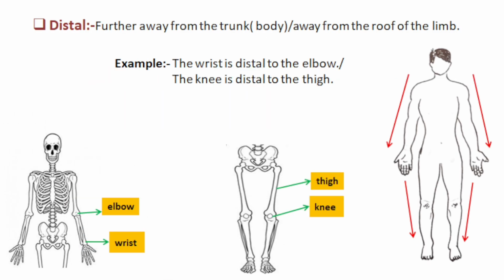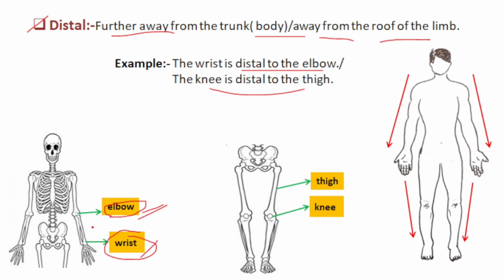Then distal. It is the opposite of the proximal position. So the organ or structure that is present further away from the trunk or the body or away from the root of the limb is called the distal position. For example, the wrist is distal to the elbow, or the knee is distal to the thigh. You see in both of these pictures, this is the wrist and this is the elbow. In both pictures the wrist is away from the body as compared to the elbow, and the knee is away from the body as compared to the thigh. That's why the wrist and the knee are both away from the body as compared to the elbow and thigh respectively. So the wrist is distal to the elbow and the knee is distal to the thigh.